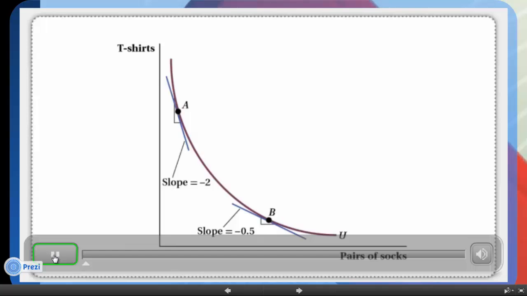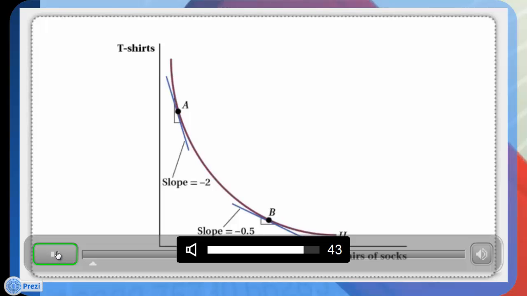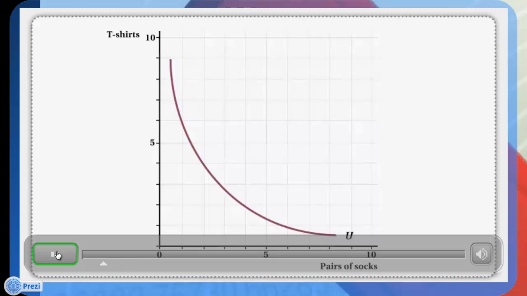Indifference curves are all about trade-offs. How much of one good a consumer will give up to get a little bit more of another good. If Sarah is deciding between socks and t-shirts, then this trade-off will tell us how.